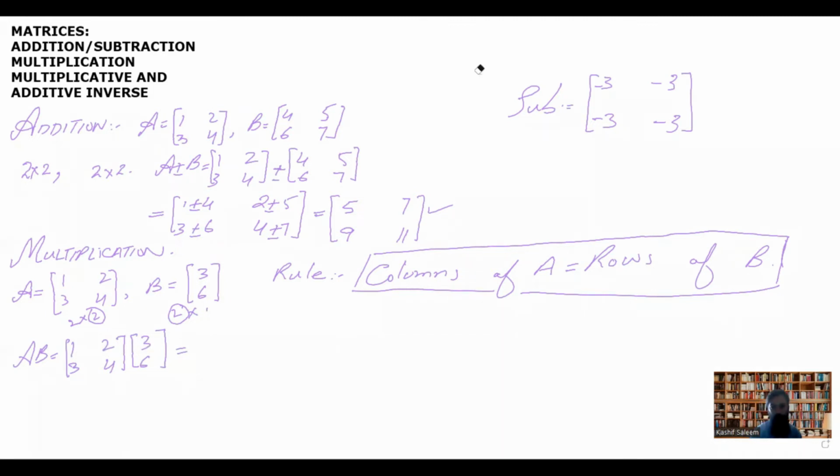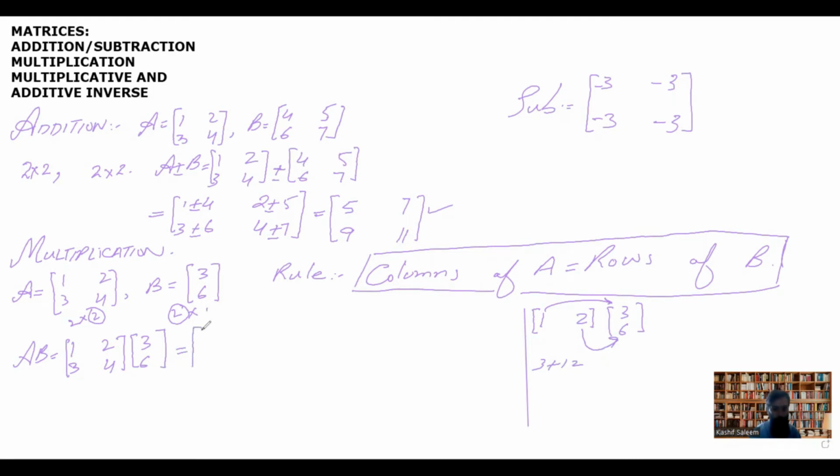In order to explain, I have to do some rough work. This is the first row, 1 and 2, and this is the first column. Here there is only one column. I have taken a simple example for multiplication so that you can understand. Now multiply 1 by 3, which is 3, and 2 by 6, which is 12, and you add these two values. So this is 15.